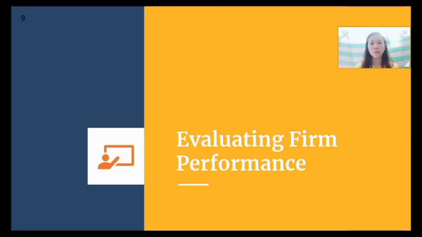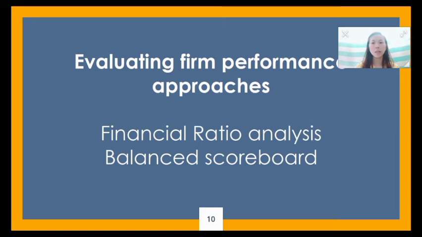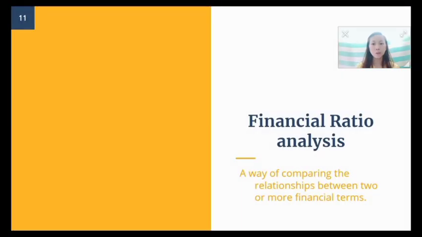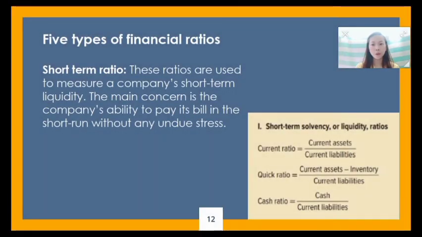Next, evaluating firm performance. There are two approaches to use when evaluating a firm's performance. The first one is the financial ratio analysis. It is a way of comparing the relationships between two or more financial terms. There are 5 types of financial ratios. The first one is the short-term ratio. These ratios are used to measure a company's short-term liquidity. The main concern is the company's ability to pay its bills in the short run without any undue stress.